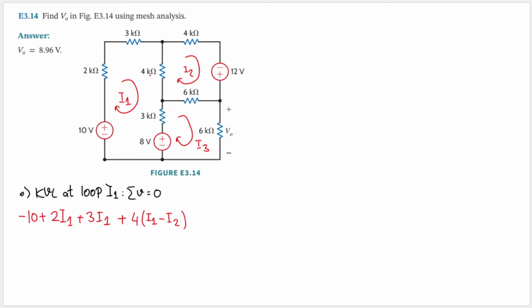Good. And now this one will be 3 kilo ohm. Again, we multiply it by I1 first. But here I3 is flowing to the opposite direction, so I will have minus I3. Good. And the last component is this 8-volt voltage source, so we will have plus 8 because the current is going from the positive terminal to negative terminal, so I will have plus 8. Good. All of that will equal to 0.